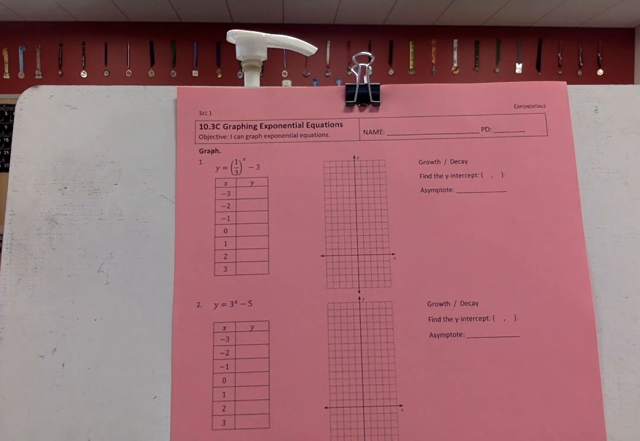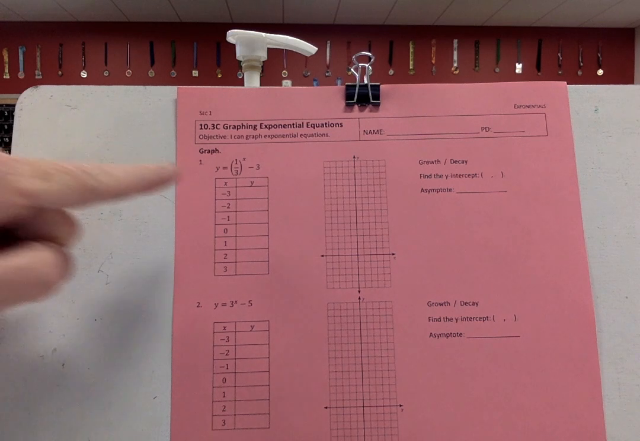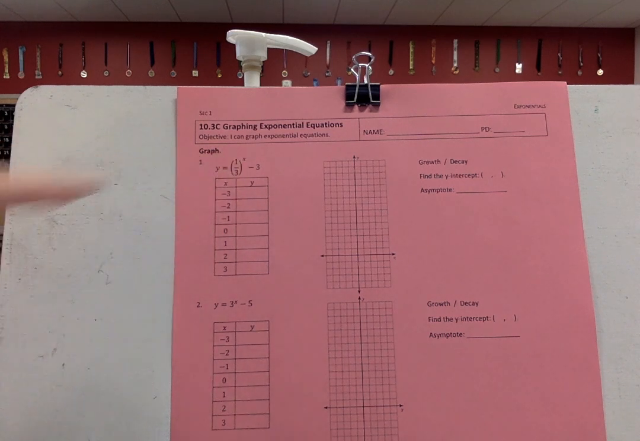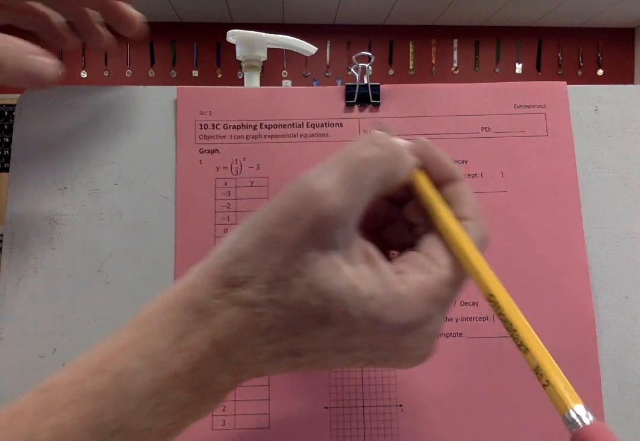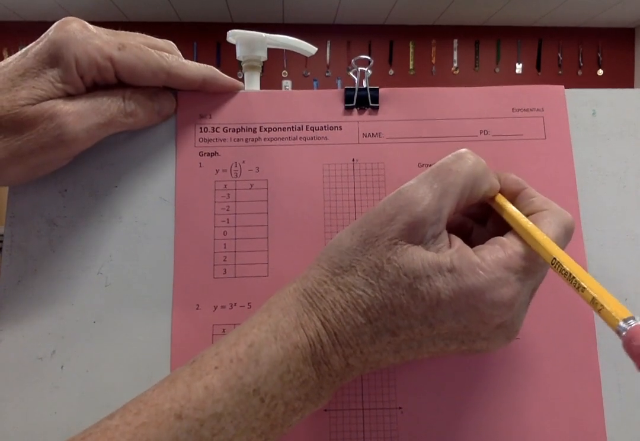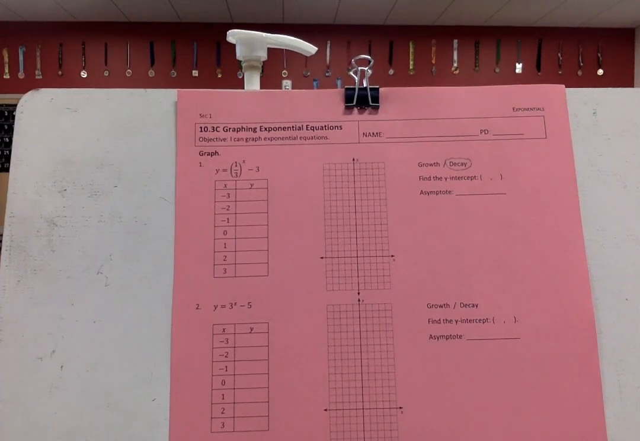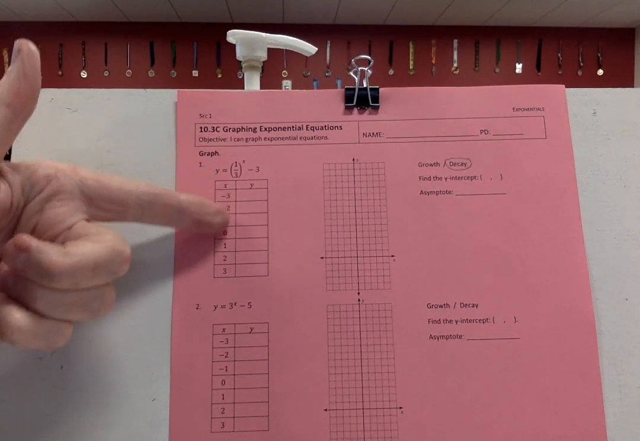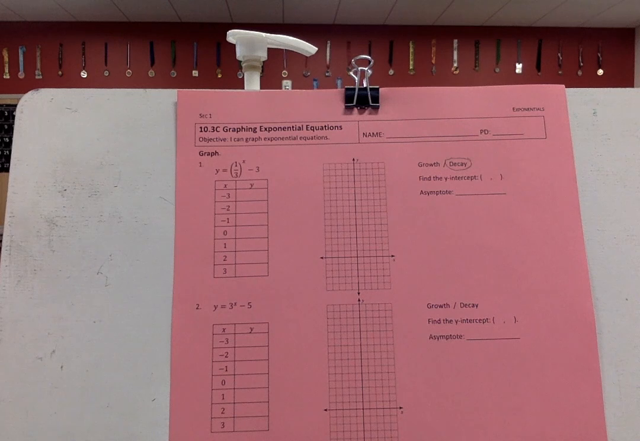Now first we ask ourselves, what is the value of b? b is the number in front of the exponent, so that would be 1/3. And since 1/3 is between 0 and 1, that tells us that this will be a decay. So in other words, the numbers should start higher and then go lower as for y values.